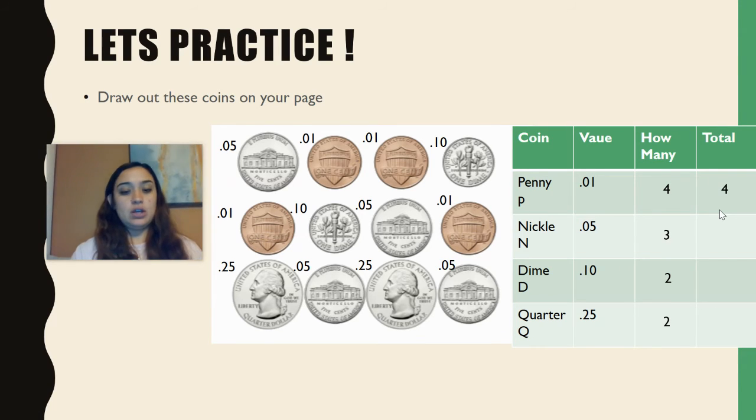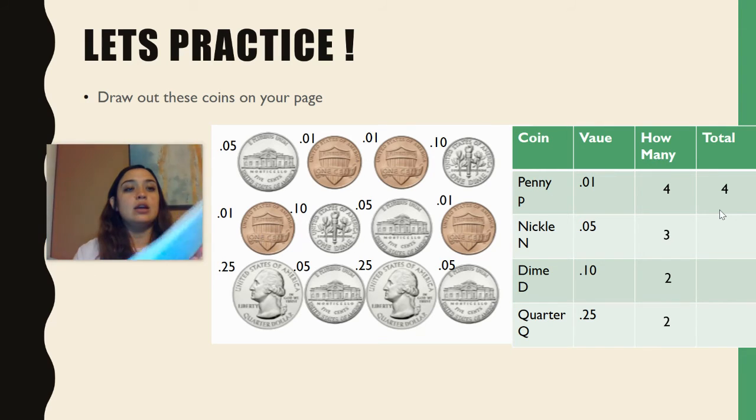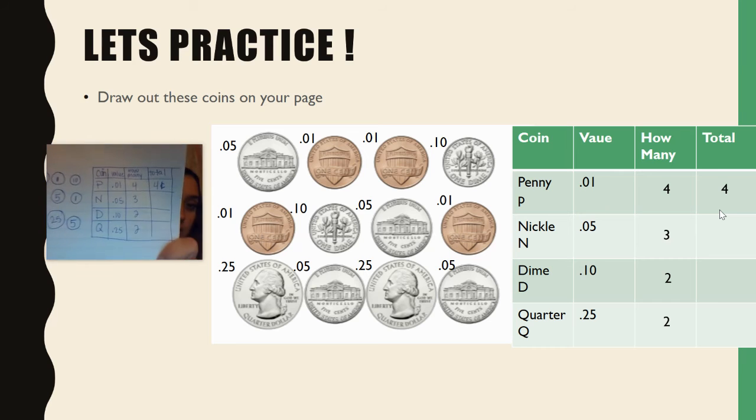Okay? So you can go ahead and write down how many you have on each. So you have 4, 3, 2, and 2. And this one is worth 4 cents. And I forgot to put the cent sign in there. So you can write it down like this on your table. 4 cents.